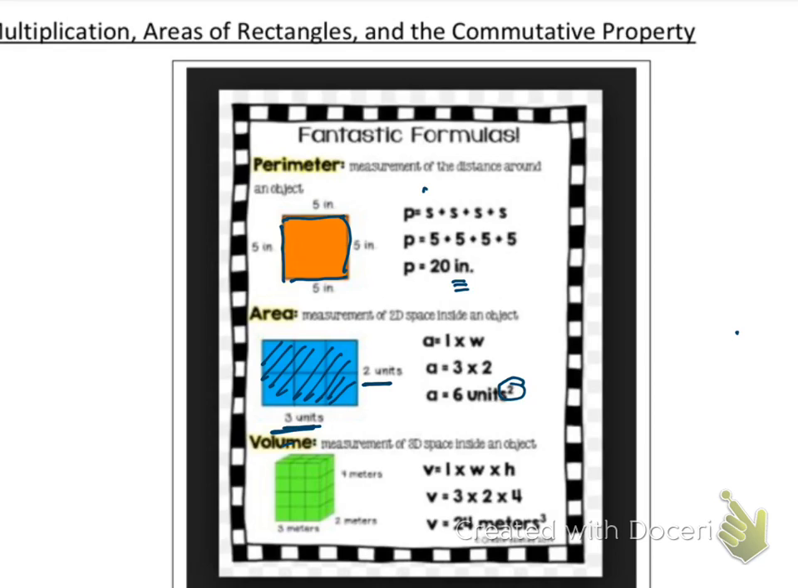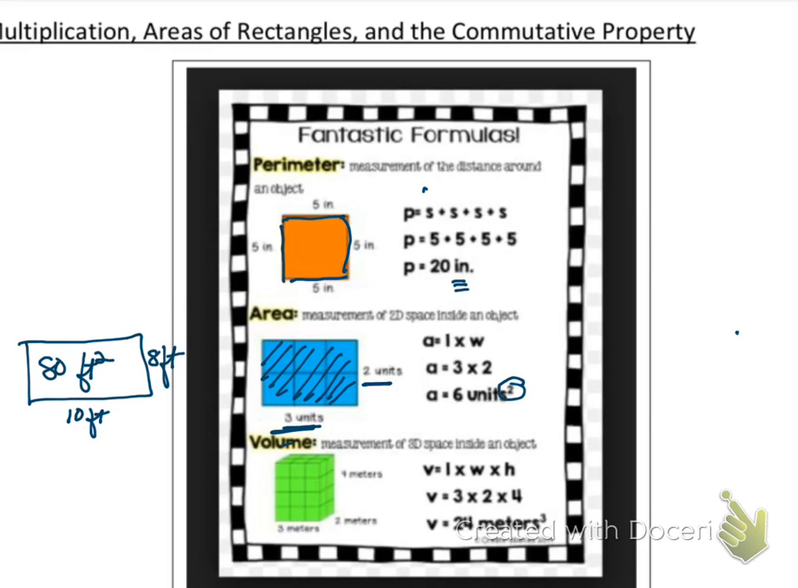Okay, so if this was your carpeting, and say you had to carpet an area that was 10 feet by 8 feet, you would ask for 80 square feet of carpeting. Okay, so that's your area. Area is inside, perimeter is outside.